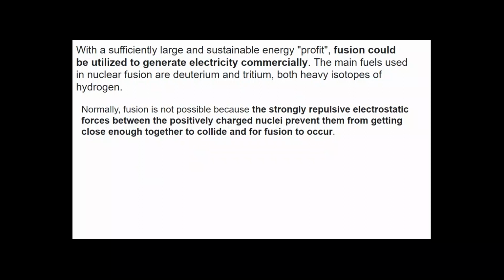The main fuels used in nuclear fusion are deuterium and tritium, which are both heavy isotopes of hydrogen. Normally fusion is not possible because the strongly repulsive electrostatic forces between the positively charged nuclei prevent them from getting close enough. Of course, such reactions occur on the Sun because the gravitational force there is very, very strong. But normally we don't have it, and therefore this reaction doesn't occur normally.